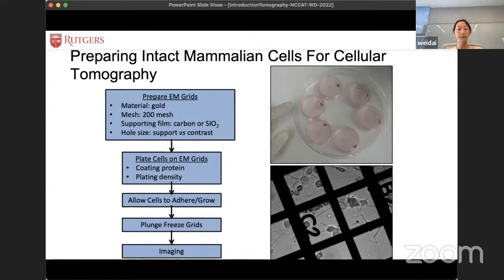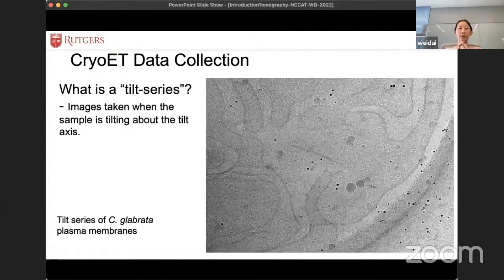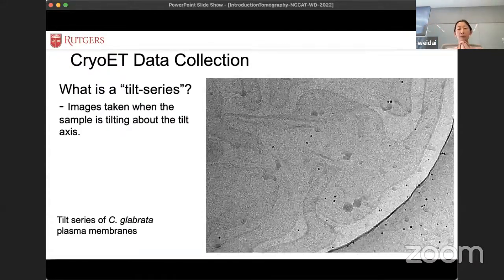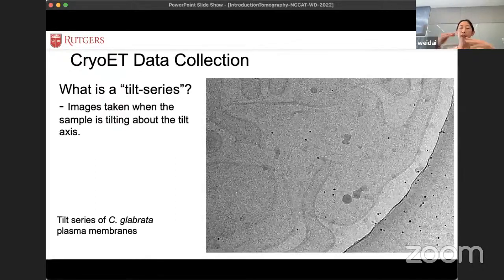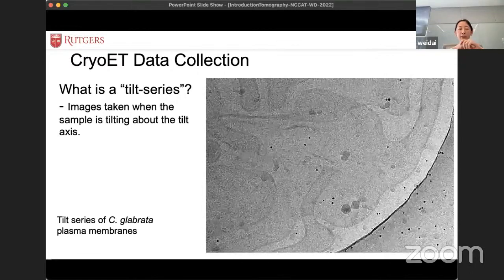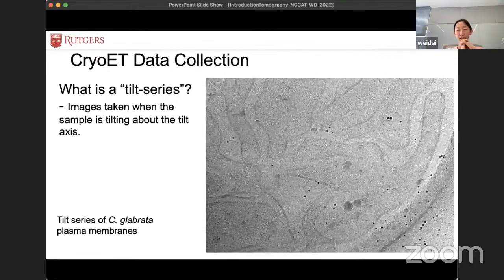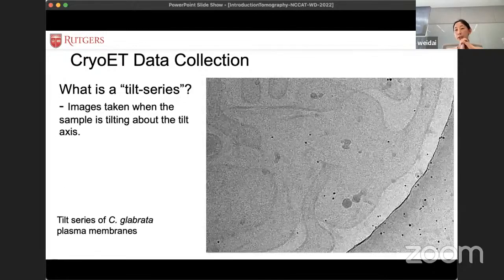Okay, so now let's say you have your favorite sample prepared on EM grid. Now you can load the grid into the microscope for data collection. The raw data you collect out of a microscope is called the tilt series.